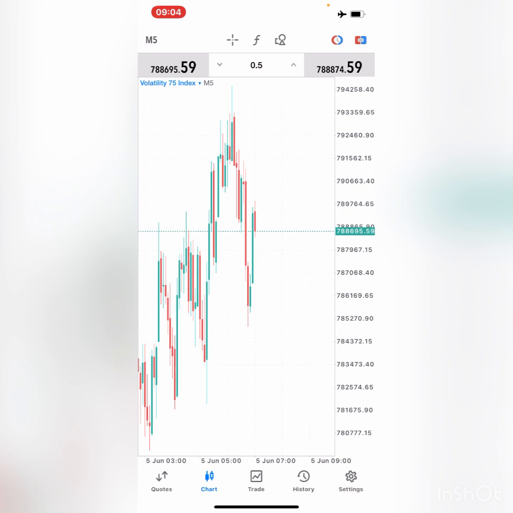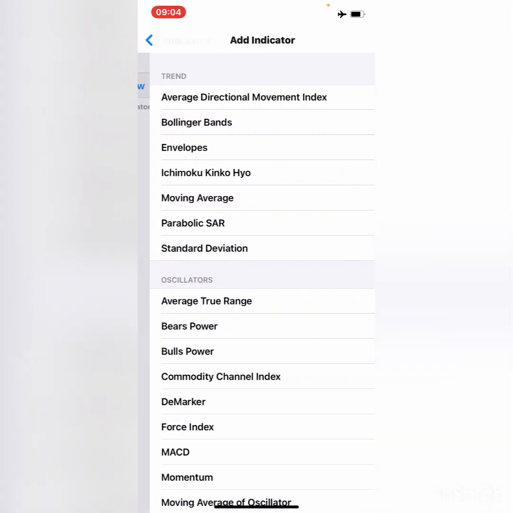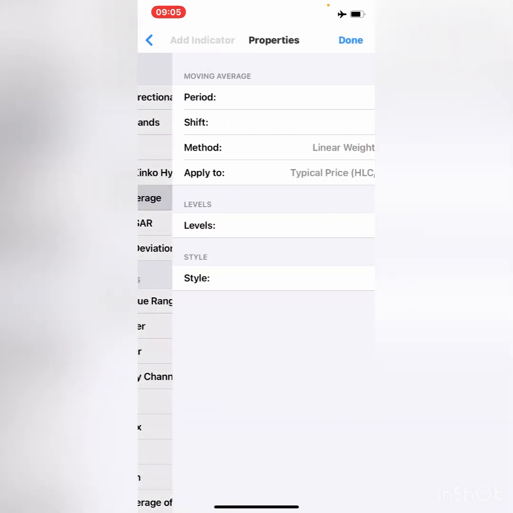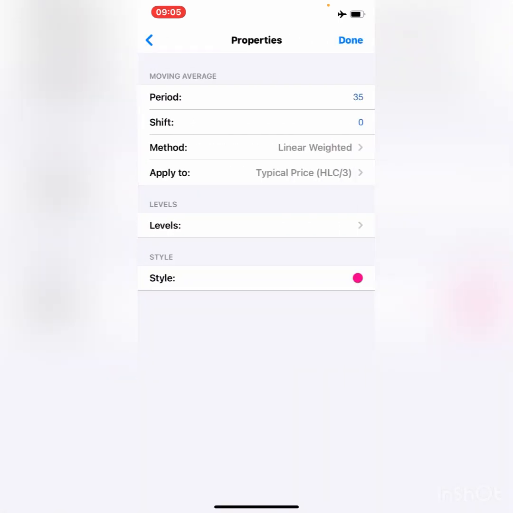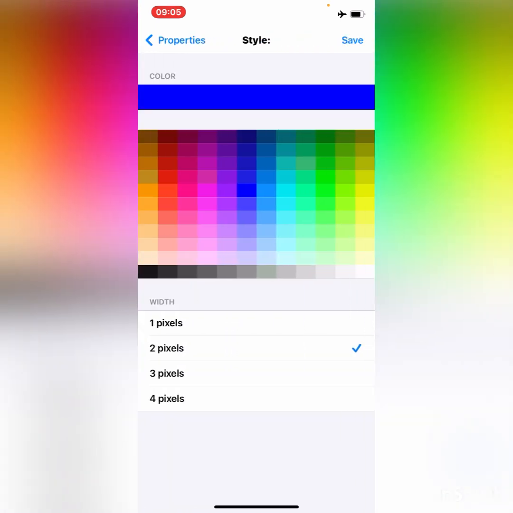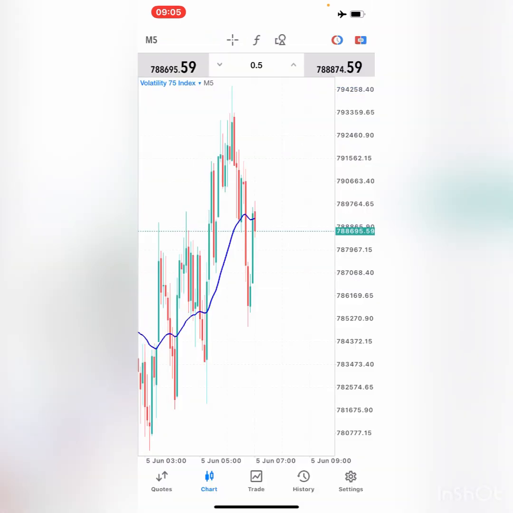So the first indicator that we want to install is a moving average, and we want it on our main chart. This moving average is going to have the following settings: a period of 35, a shift of 0, a method of linear weighted, and then apply to typical price, just like you can see on my screen. The color I just want to change to blue, then click save, then click done. And as you can see, we now have a blue line running across my charts.